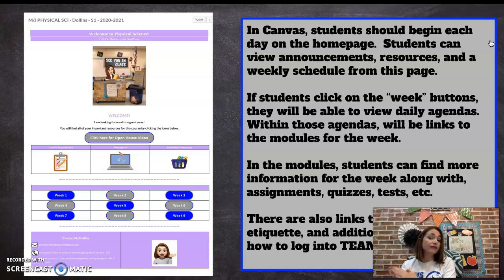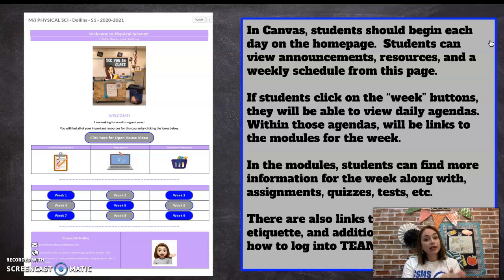Right now, the only thing I have in additional resources is how to log into Teams, because that's the most vital and important thing we need for today. Later, I will add other resources there. We have our 9 weeks that are all clickable buttons. So when you click on week 1, you're going to see Wednesday, Thursday, Friday, what we're doing each day in the live lesson, and then the assignments on Canvas. So you can click there to find out what your student's doing.